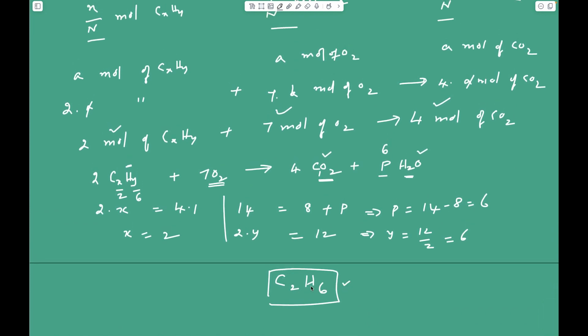Then what is the empirical formula? To get the empirical formula, you have to divide the subscripts by the greatest common factor between them. The greatest common factor between these two subscripts is 2. And if you divide them both by 2, you would be left with CH3. So CH3 is the empirical formula of this compound and C2H6 is its molecular formula. We are able to do this because of Avogadro's law.